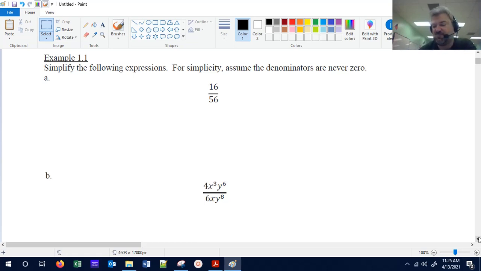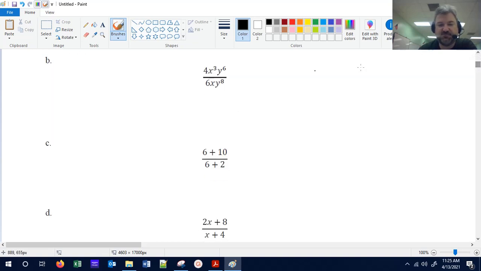The way I would simplify this is I would think of a common divisor to 16 and 56. And hopefully you realize that that would be an 8. That's the greatest common divisor. So if I divide 16 by 8, I would get 2. And if I divide 56 by 8, I get 7. So pretty simple there. Let's take a look at one a little bit more complicated.